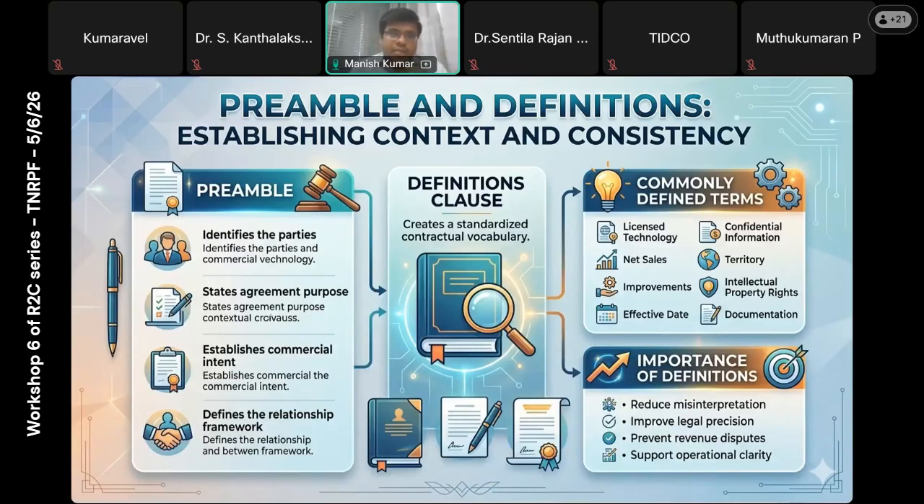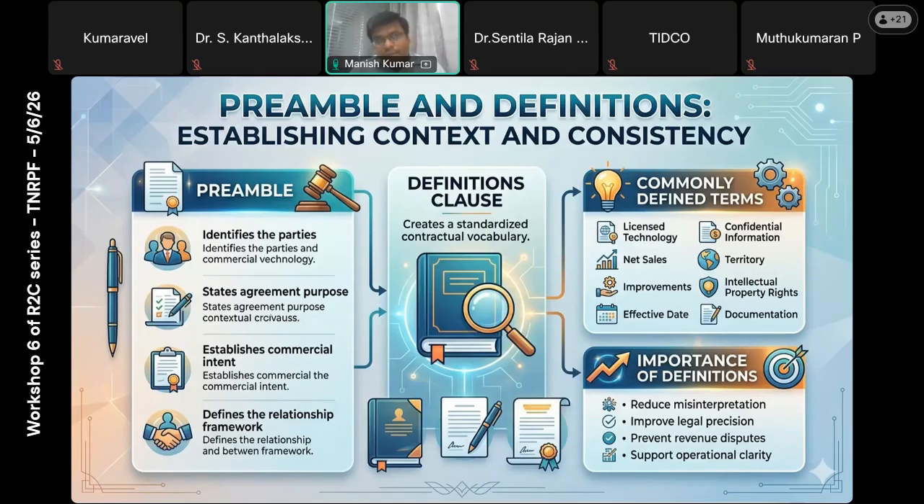So the preamble and definitions: it identifies the people, the parties, the purposes, the commercial intent, the royalties, upfront and everything, and ownership rights are defined, relationships are defined. And that's why it is important to put a preamble. I'll show the preamble part. And then you define all of this: licensed technology, confidential information, net sales, territory, improvements, effective date, documentation, IP rights.